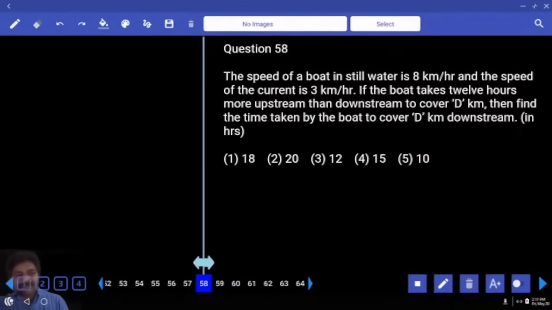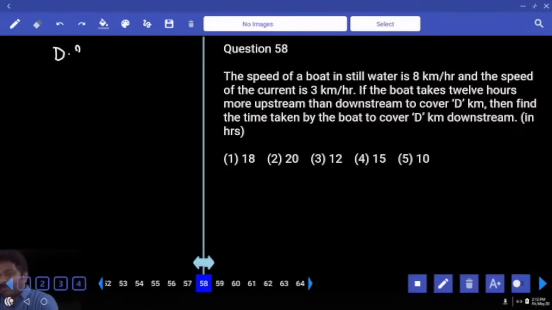The speed of a boat in still water is 8 km per hour. Speed of the current is 3. The boat takes 12 hours more upstream than downstream to cover d kilometers. Then find the time taken by the boat to cover d kilometers downstream.